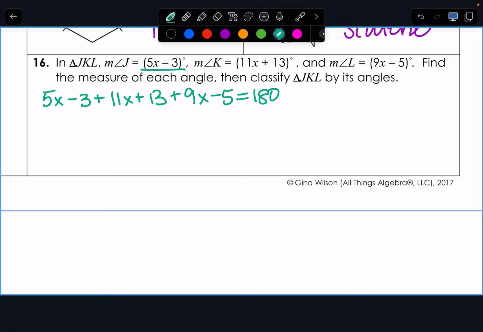So we took these three angles of the triangle. They add up to 180. I'm going to give you a moment to solve that for me here.